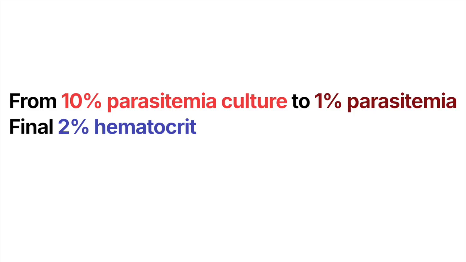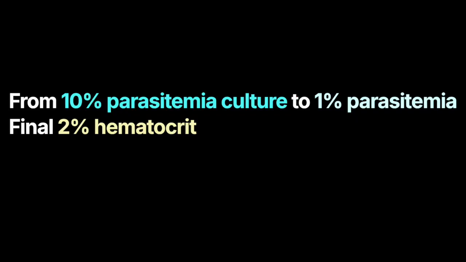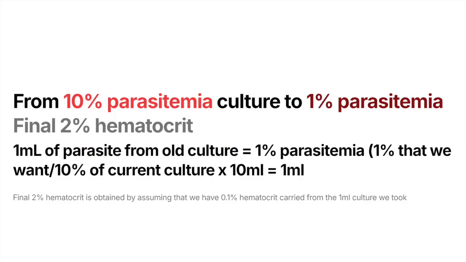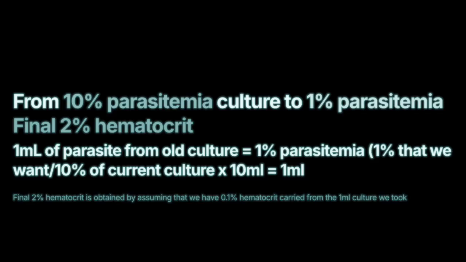And boom, here's the final setup. From a 10% parasitemia culture, we want to go down to 1% parasitemia with a final hematocrit of 2%. Let's tackle the calculations in 2 steps. Let's focus now on the 10% parasitemia culture to 1%. So here we're going to take 1 milliliter of the parasite from the old culture, and we got this by doing 1% parasitemia divided by 10% parasitemia, and then we multiply it by 10 milliliters, which is the final volume we want to be in. And so we get 1 milliliter.